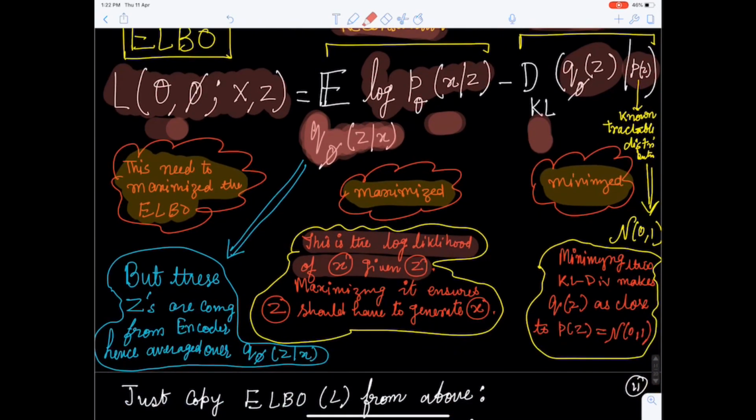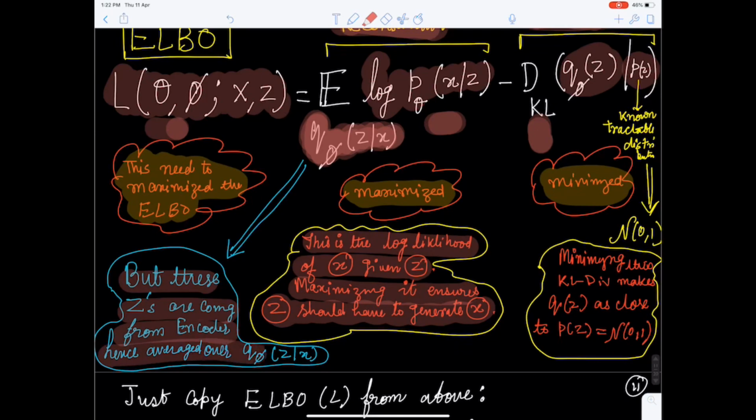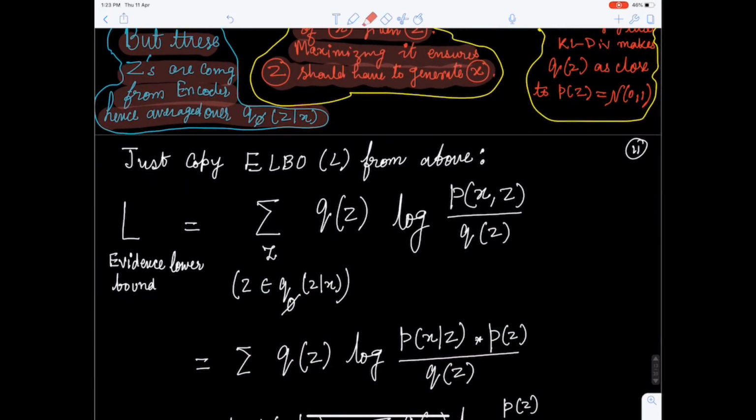Let us see. Maximizing this term ensures that z should be generating x's. But these z's are coming from an encoder, hence it's being averaged over this thing. Remember, it's being averaged over this thing, not over any type of z. Because z is a vector, if it's a d-dimensional vector, then it's actually coming from Rd. We are not interested in that Rd. I am only interested in those z's that my encoder is giving when I am showing some x. From where is this x coming? x is coming from our data set.